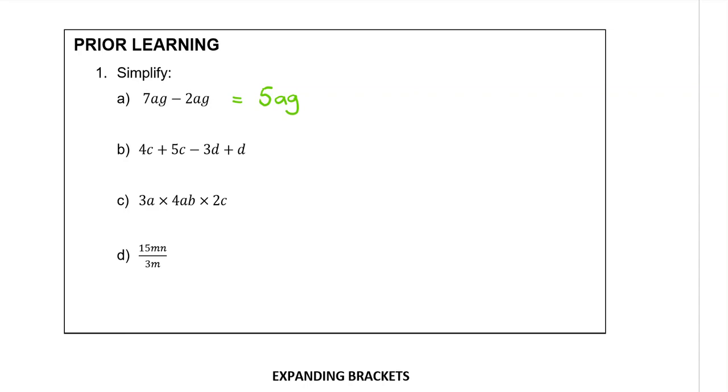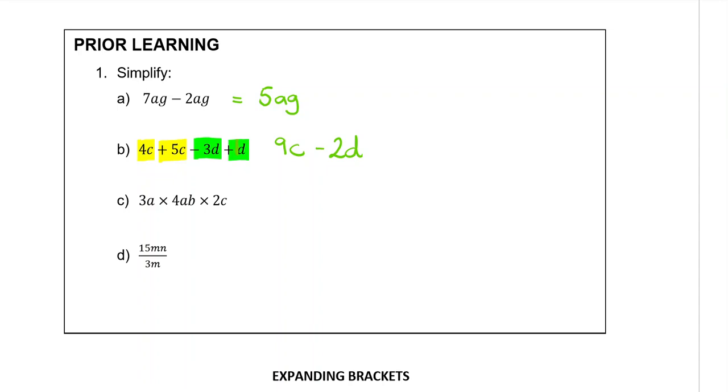In question B, we have 4c plus 5c, that makes 9c. Then we have minus 3d plus the extra 1d. Minus 3 plus 1 is a negative 2d.